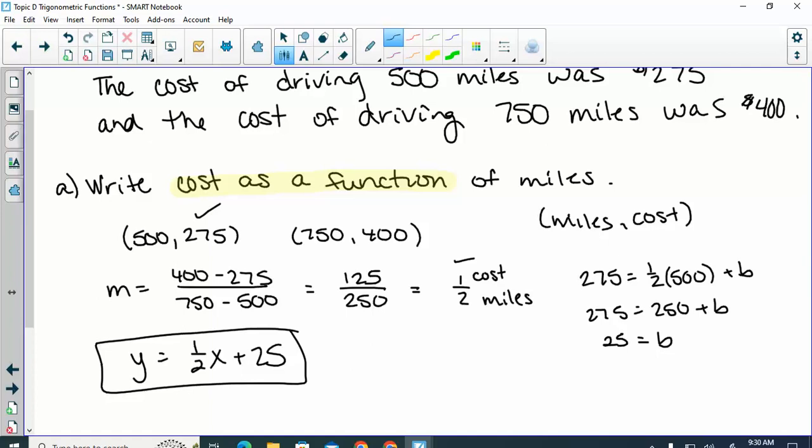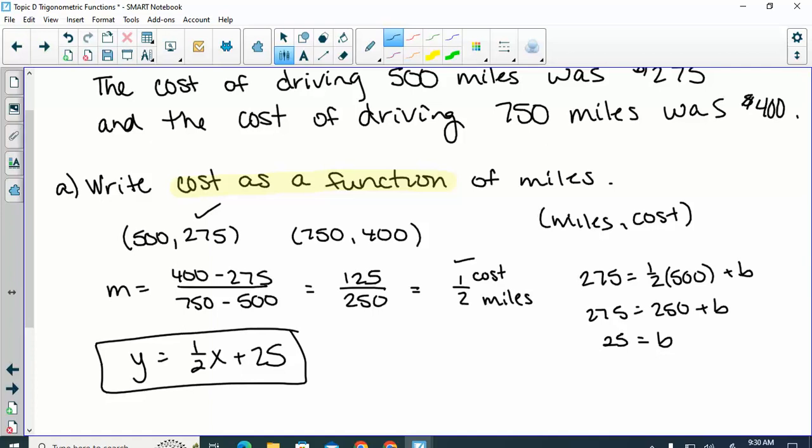If I asked you to interpret the y-intercept, what would you say? Right, it costs us $25 even if we don't drive at all. Are we okay with that?